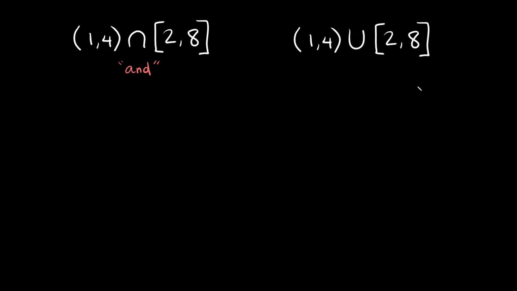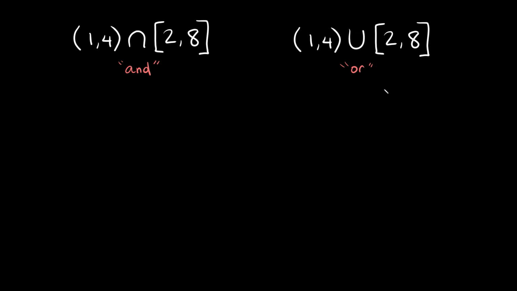Now, on the other hand, we're still using the same two intervals here, 1, 4, and 2, 8. But this symbol in the middle looks like a U, and it stands for union. That's pretty easy to remember, because this looks like a U and it's called a union. And these unions are related to OR statements. So that's the general difference between intersections and unions.